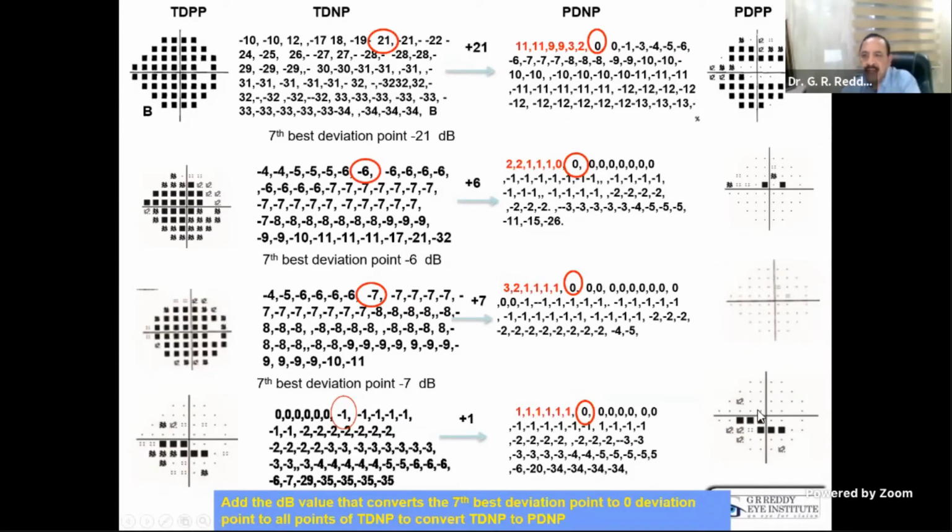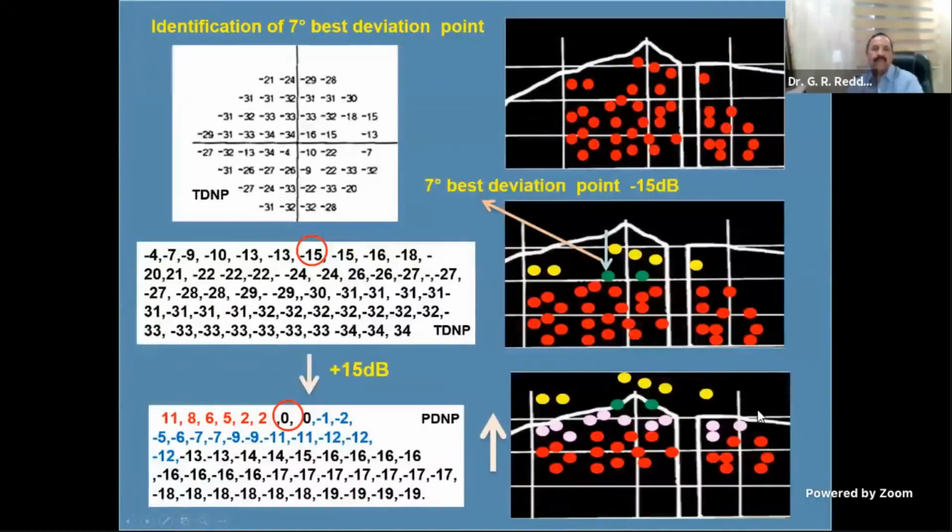to convert into PDNP. Now by adding this, we will observe. So this is the total deviation numerical plot, arranged in a chronological order. Seventh best point is 15. Here you see, this is -4, -7, -9, -10, -13, -13, and this is -15 and -15.